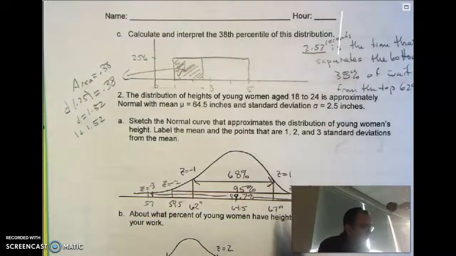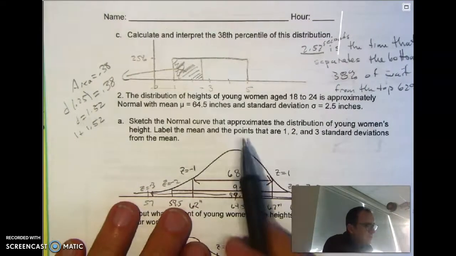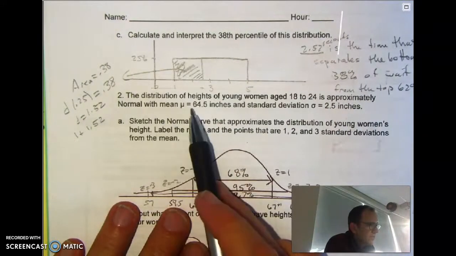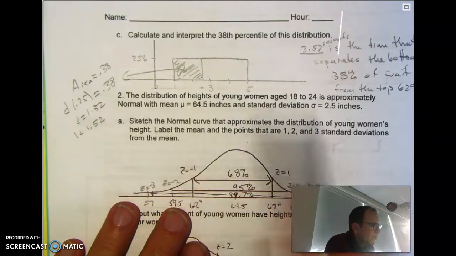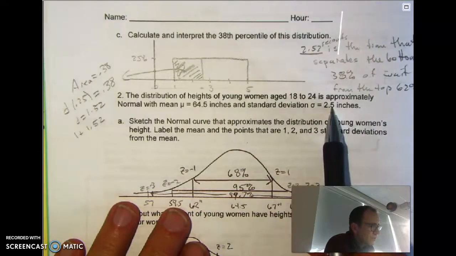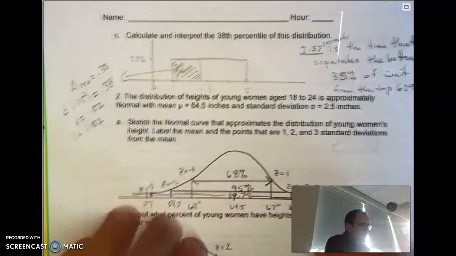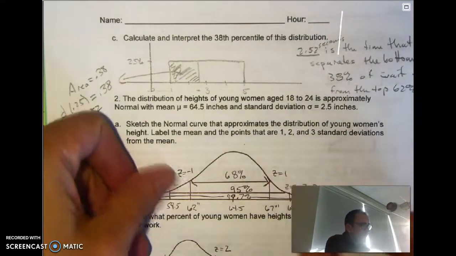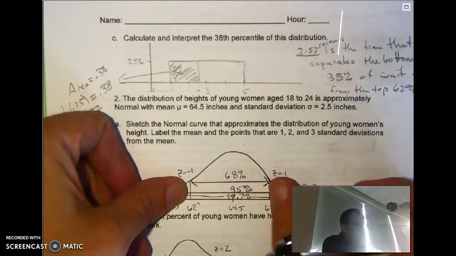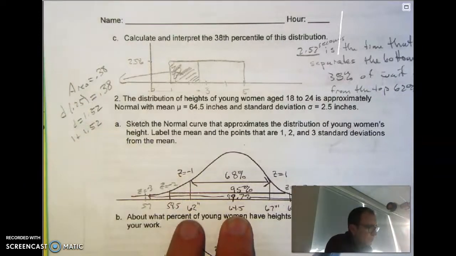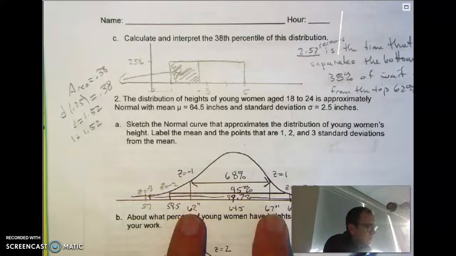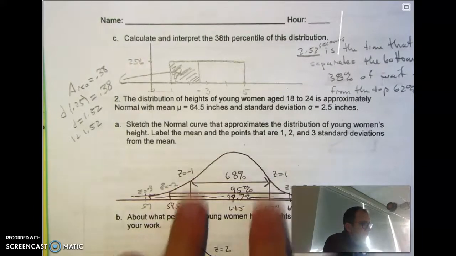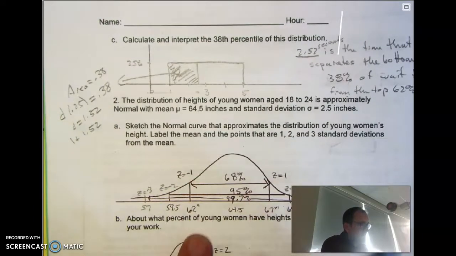So in our last setting here, we know that the heights of women follow a model that has a mean of 64.5 and a standard deviation of 2.5. We sketch the normal curve because we know that 68% are going to be between one standard deviation below and one above. So the mean is 64.5, and we subtract the 2.5, we'll be at 62. We add the 2.5, we'll be at 67. So 68% of the women are going to have heights in that interval.